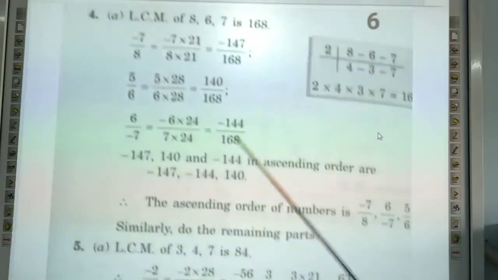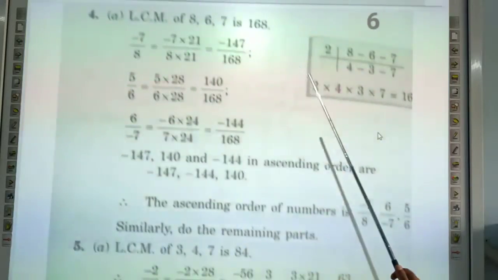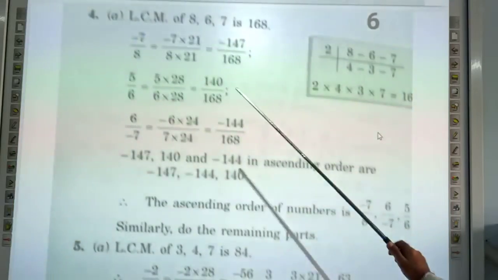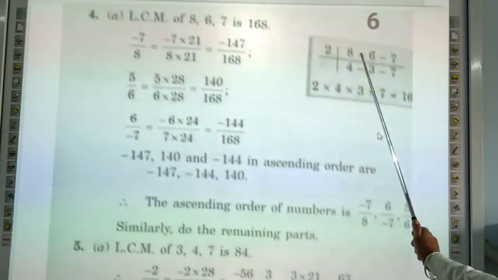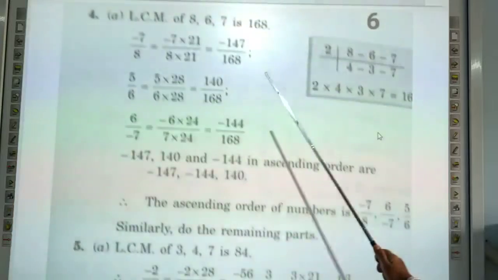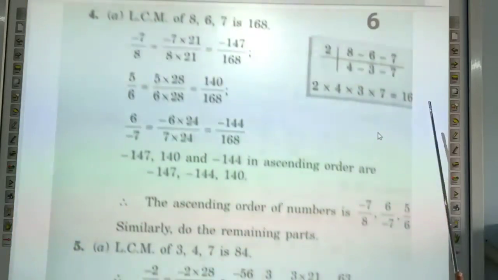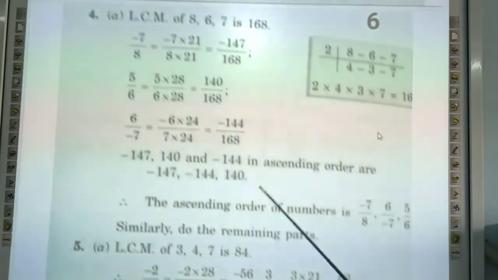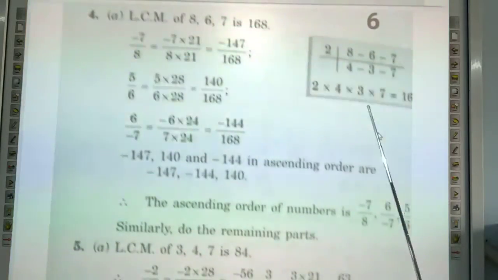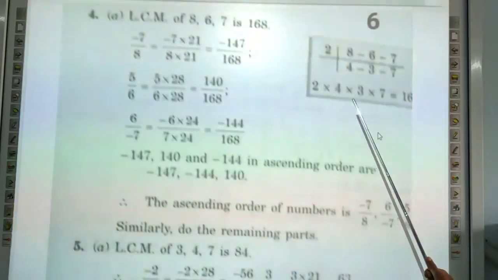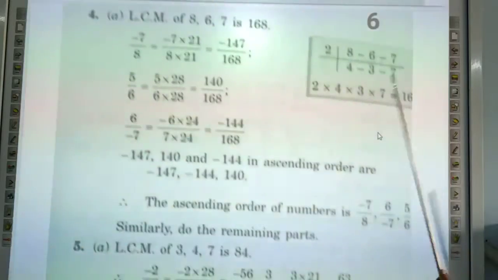For that, first of all, the LCM of their denominators is taken. There are three different rational numbers, so the LCM of 8, 6 and 7. Sorry, it is 168. So the LCM, 2 into 4 into 3 into 7, is 168.